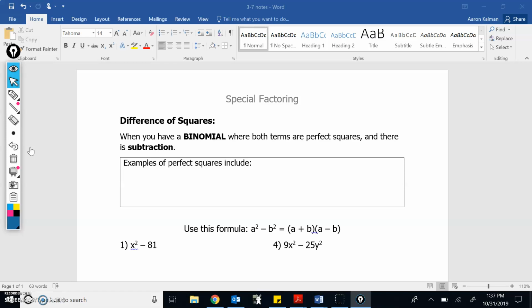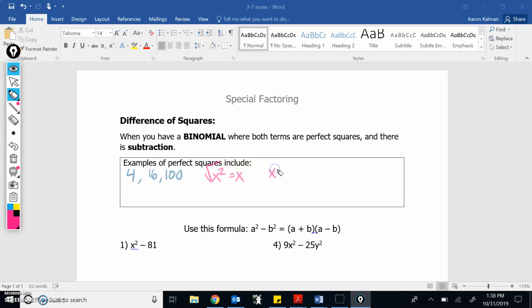We use this method not for trinomials, not for polynomials, but when we have a binomial where both terms are perfect squares and there's subtraction between them, they're being subtracted. Let me write down examples of perfect squares. You could have a number like 4 or 16 or 100 and so on. You could also have variables like x squared is a perfect square. We can take the square root of x squared to equal x.